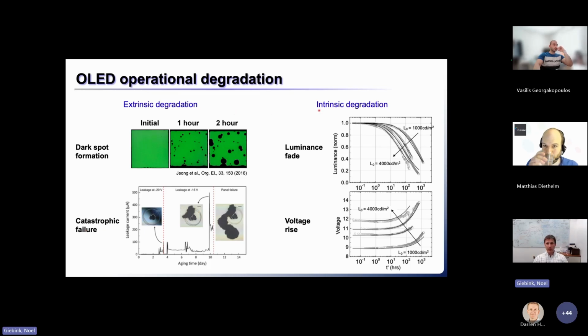On the other side of the coin, there is intrinsic degradation, and this essentially corresponds to breaking apart of molecules due to the processes that normally happen in OLED operation, so running current through and emitting light. And the hallmarks of intrinsic degradation are luminance fade over time, so the luminance fades at constant current density, and then the voltage rises at constant current density over time.